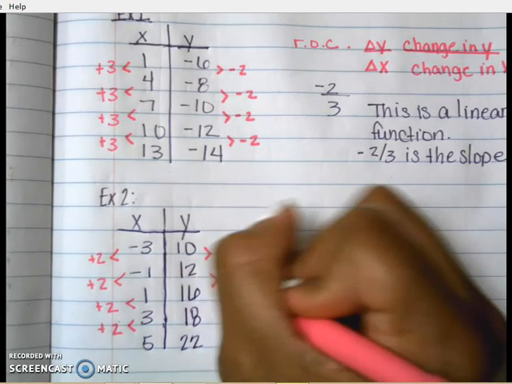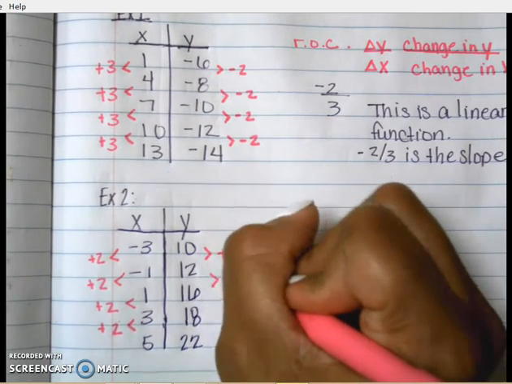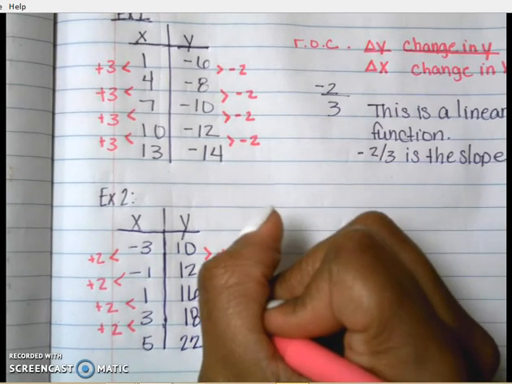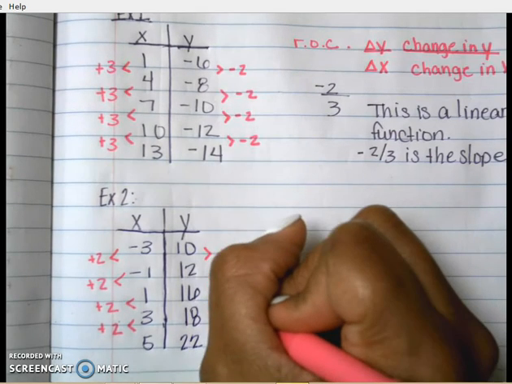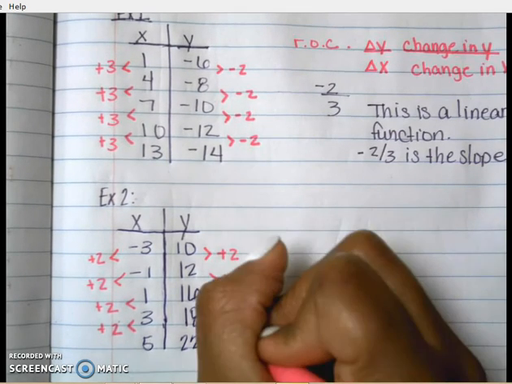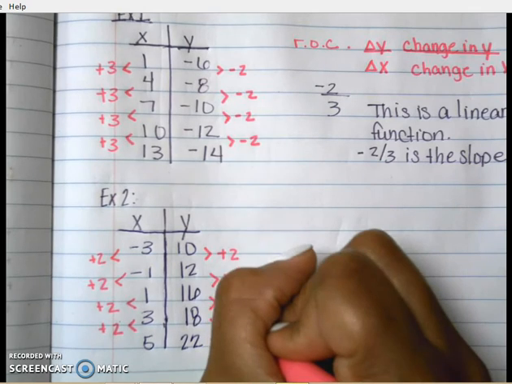On the y-axis, from 10 to 12 is also increasing by 2. From 12 to 16, it's increasing by 4. From 16 to 18, it's increasing by 2. And then the 18 to 22 is increasing by 4.